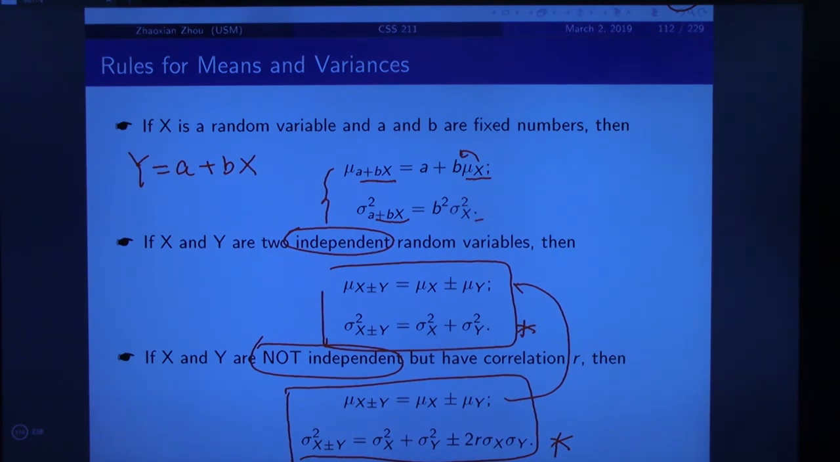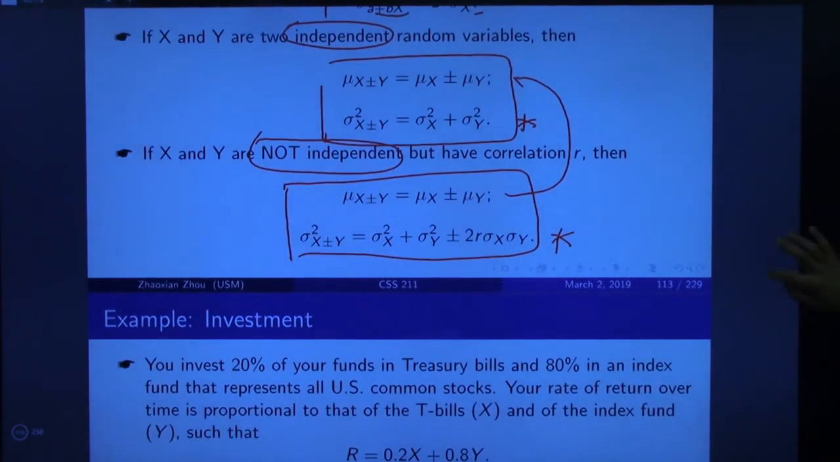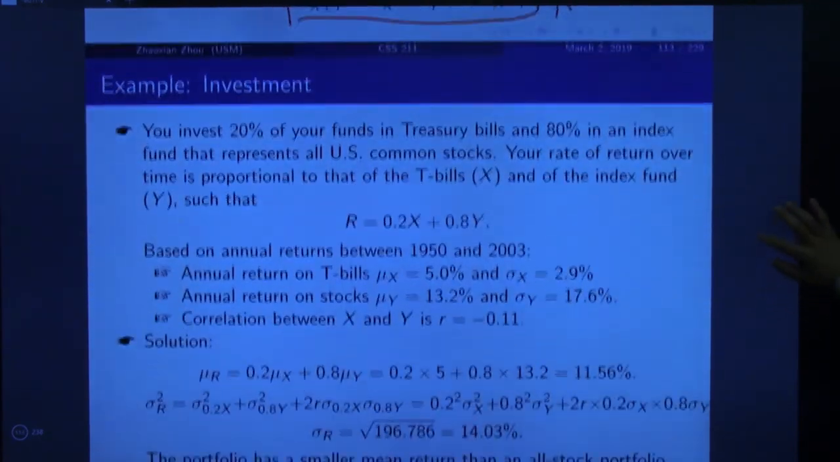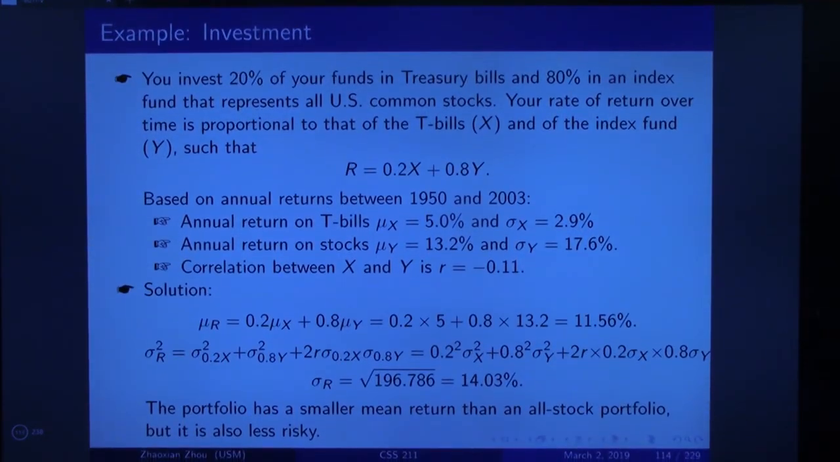Next, we are going to discuss an example showing how to use these formulas. And this example is very useful. It has real meaning. You have some money you want to invest. You invest 20% of your fund in T-bills and 80% in an index fund that represents all US common stocks. So one is in a Treasury bill, and the other, 80%, goes to the stock market.